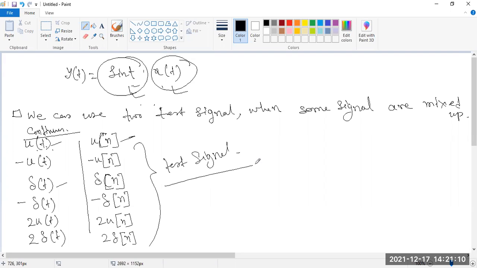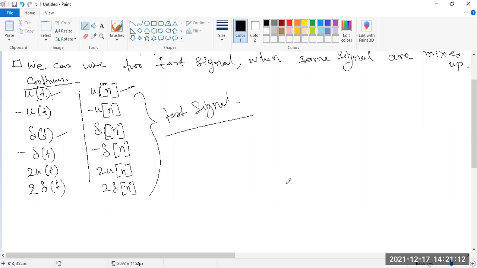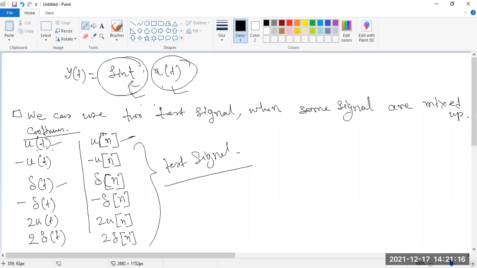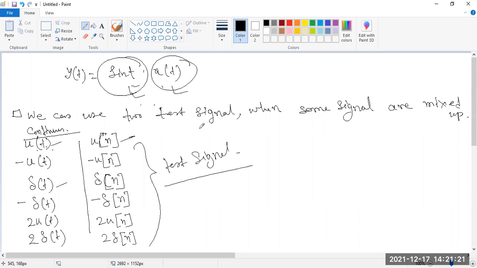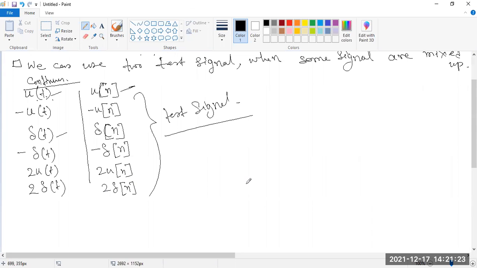So what is the test signal? We have to test it. First, say this example is there: y(t) = sin(t) times x(t). How could I check whether this is invertible or non-invertible?